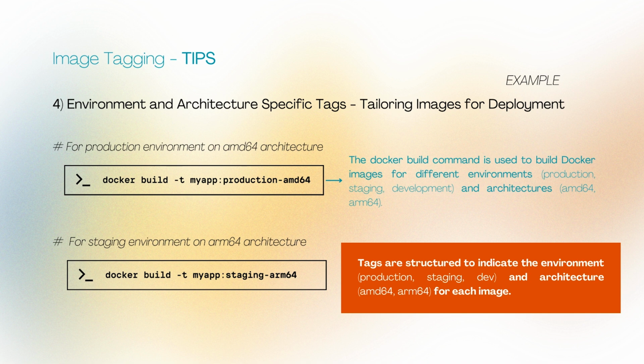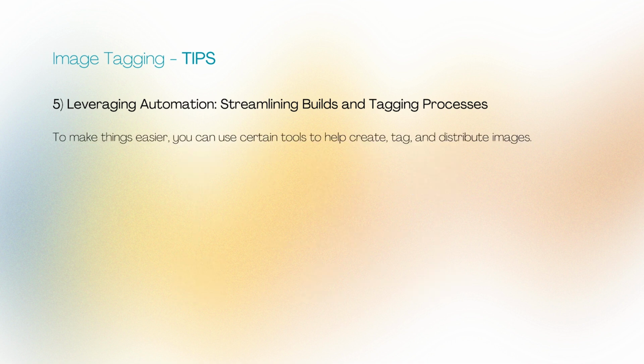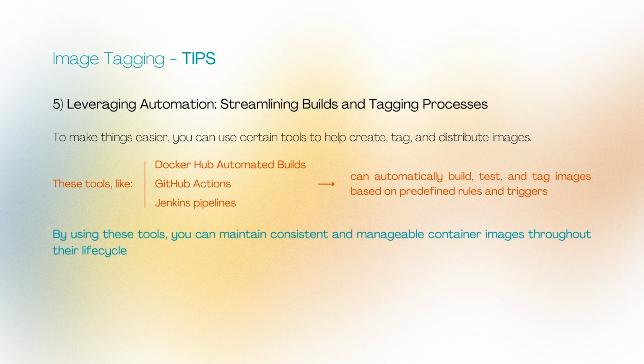And the last example would be leveraging automation for streamlining builds and tagging processes. To make things easier for us, there are certain tools that can help us create, tag, and distribute images. And these tools, like Docker Hub automated builds, GitHub Actions, or even Jenkins pipelines, can automatically build, test, and tag images based on predefined rules and triggers. By using these tools, you can maintain consistent and manageable container images throughout their lifecycle.